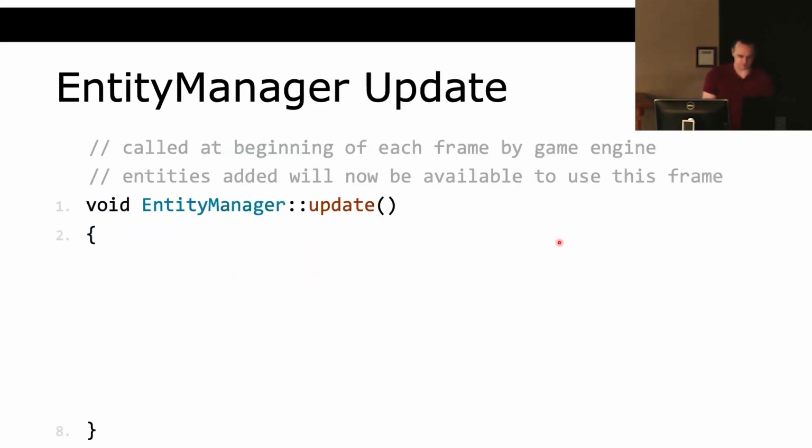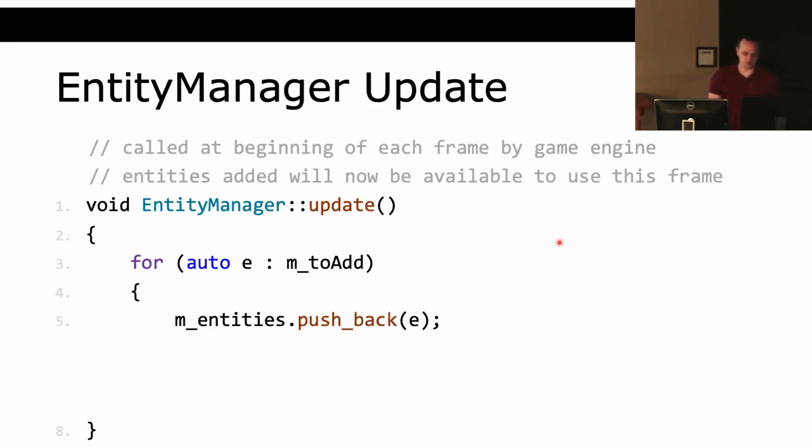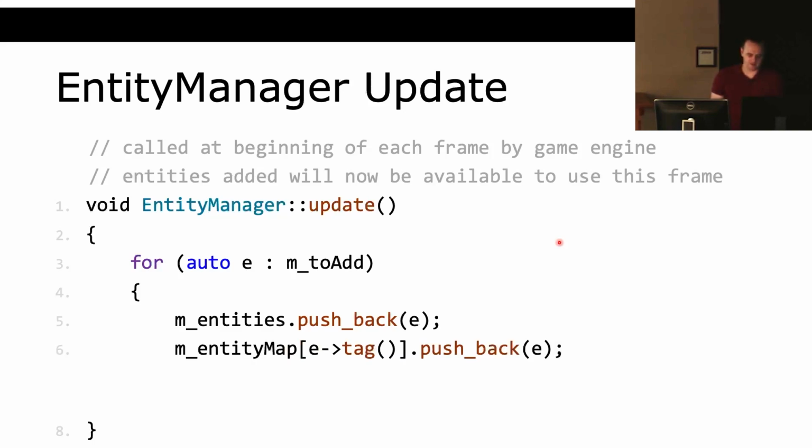but it's not actually going to be usable from the entity manager until the next frame. Then, this update function, which is called at the beginning of each frame by the game engine, is going to do the actual adding for us, right? So what this is going to do is loop through each of those entities that we want to add and then push those into the vectors that we actually want them to live in.